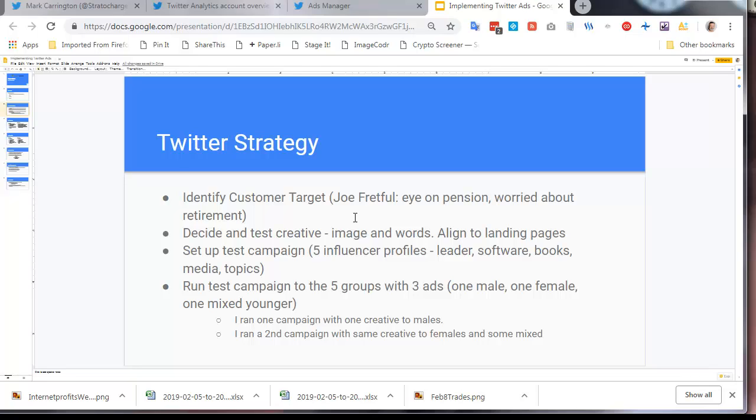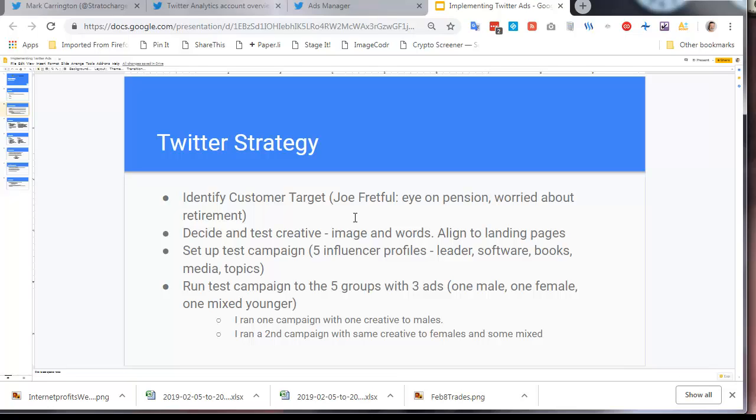And then the strategy is to set up a test campaign. In a test campaign, there are 5 categories of influence. So pick a leader; there I used retirement. Pick a software arena. Pick books that people might be reading. Pick the media that people are watching, or the TV shows that people are watching or listening to. And then topics is essentially keywords. And then run a test campaign to the 5 groups with 3 ads.